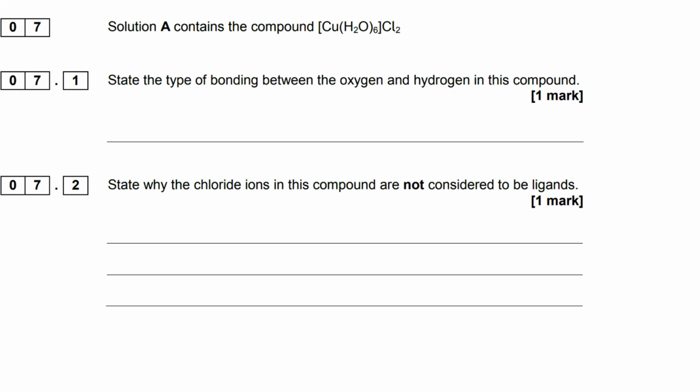So transition metal questions do have a huge amount of factual recall. There's lots of things to learn and remember and be able to restate. Taking a look at this first one here, the type of bond between the oxygen and the hydrogen within this compound. There's many different types of bonding that exists within ligands.